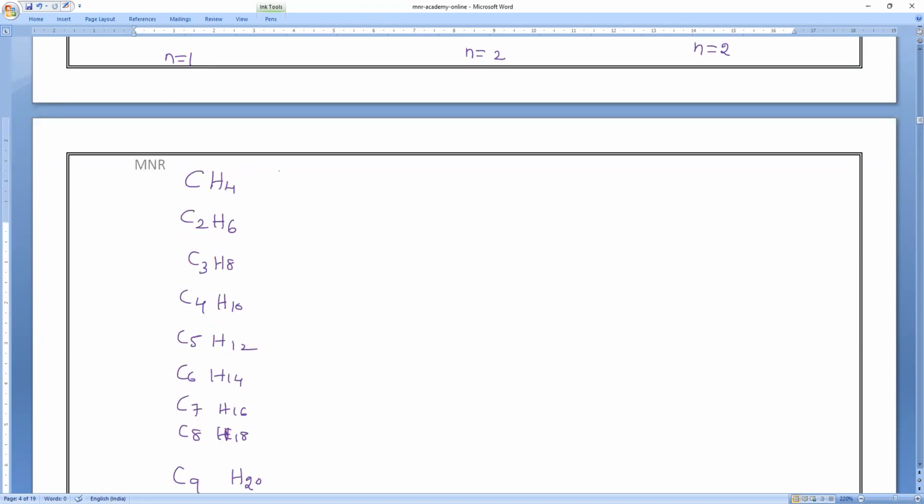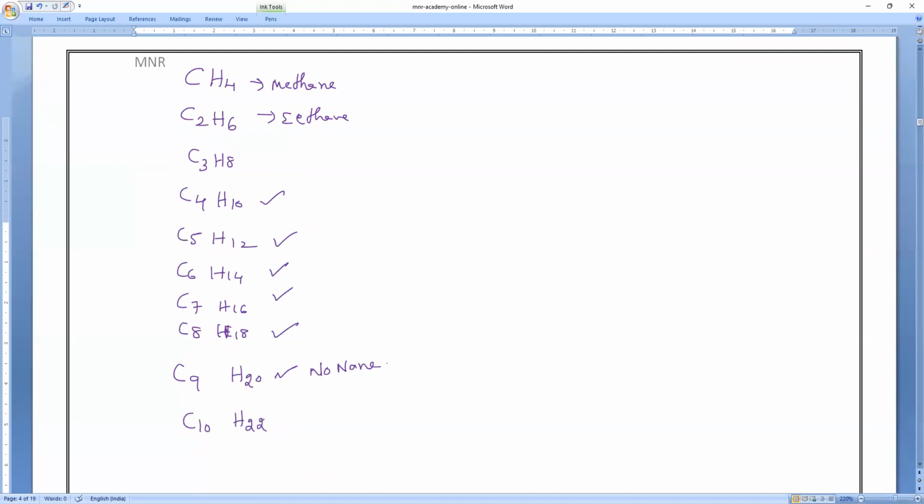Names, tell me, everybody. What is the name of this first compound? Make it fast. Methane. Next one, ethane. Next, propane. Methane, ethane, propane, butane, pentane, hexane, heptane, octane, nonane, note it. And the last one is decane.